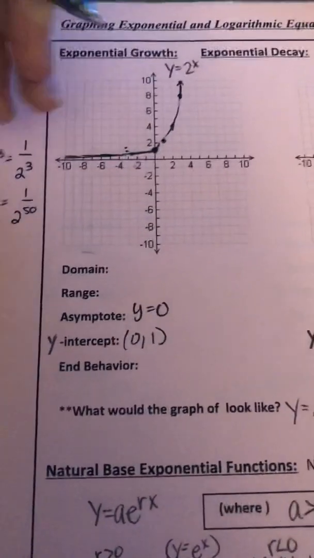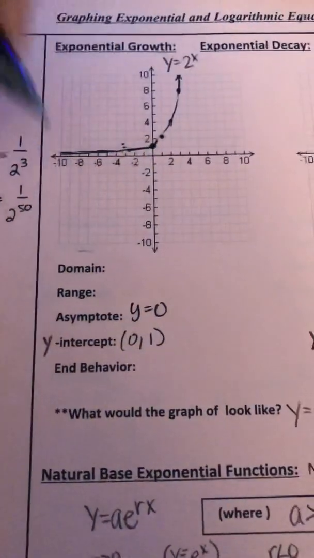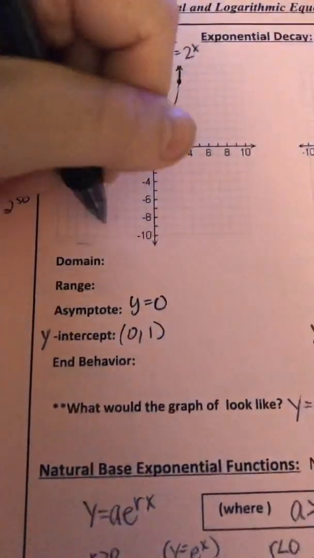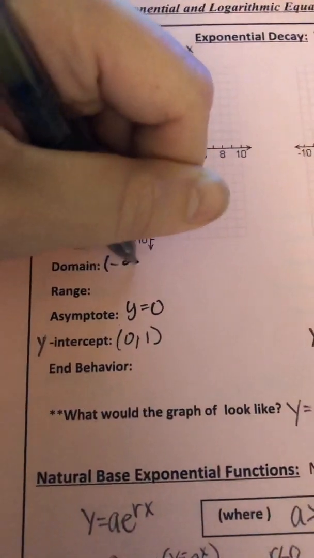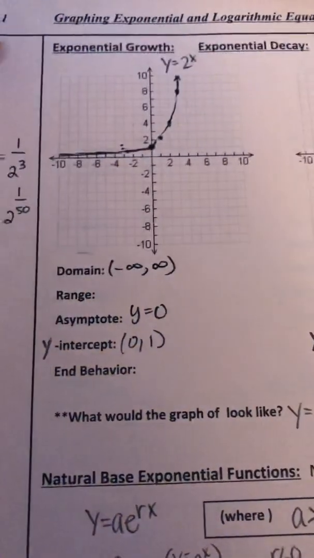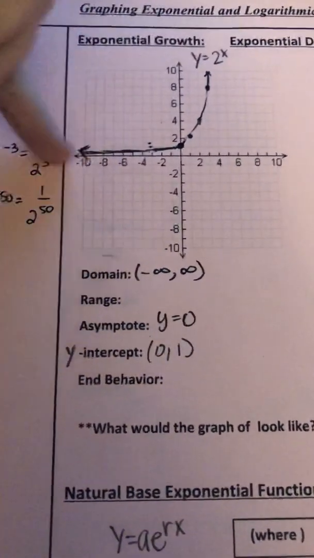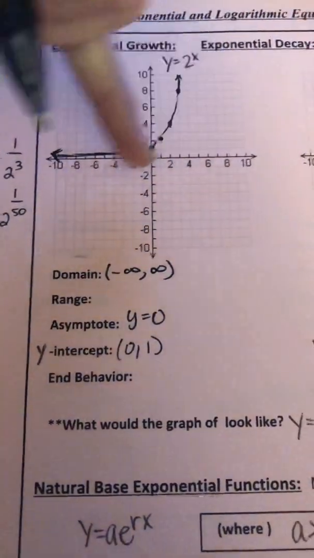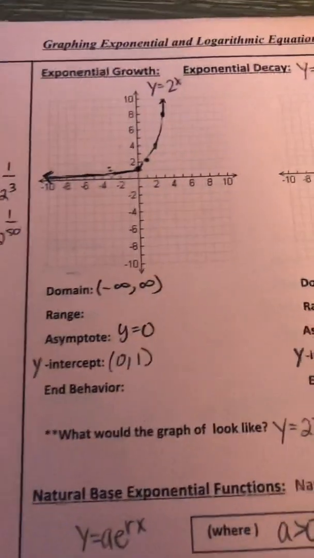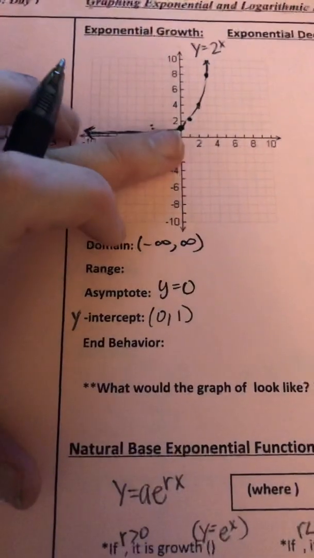All right, so our domain, if we are looking from left to right, is going to include all x values. So we're going to go from negative infinity to infinity because it will just continue to go. There's no x value that's not included, and even though we can't see it, it's still going to just keep going upwards as the x values get larger.